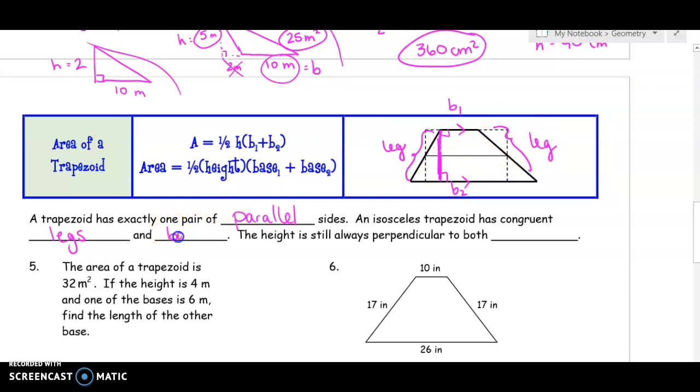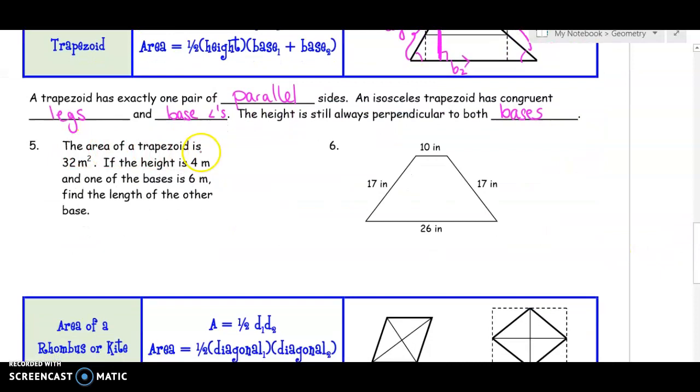And the base angles would also be congruent. All right, so if it is an isosceles trapezoid, the base angles are congruent, meaning these two bottom angles along this base are congruent, and the two angles along the top would be congruent. The height is always perpendicular to both bases. So let me show you.